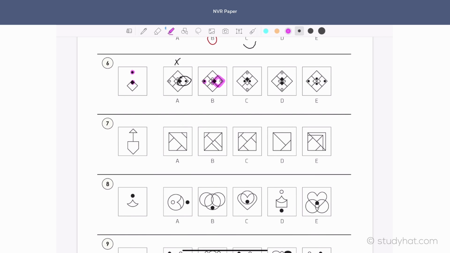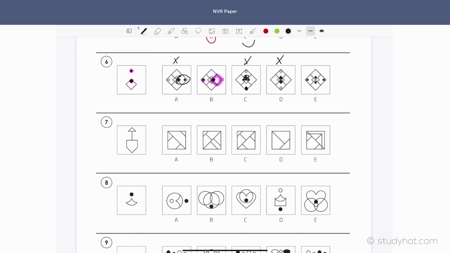That would be the same if you rotated it 90 degrees counterclockwise. Okay, C, we have this black in the corner, but this should then be black, shouldn't it? So this can't be right. Here we've got no black circles, so this can't be right. And here we've got no black squares, so that can't be right. So B was our correct answer.